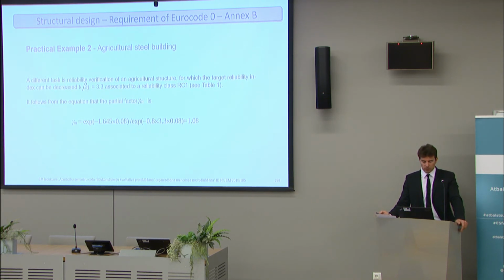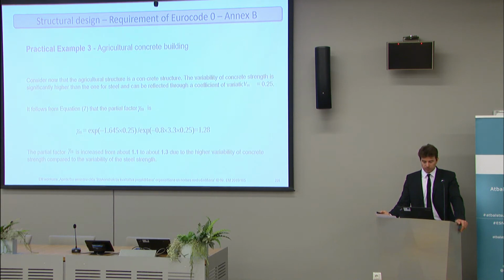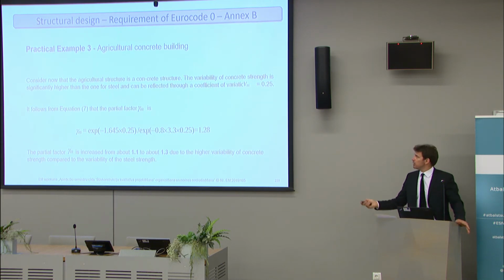I'm allowed to do that. Also, if I take the same agricultural building, but made of concrete and not of structural steel, what changes is actually this VUM, the variability. The variability in this case, experimentally, is around 0.25.